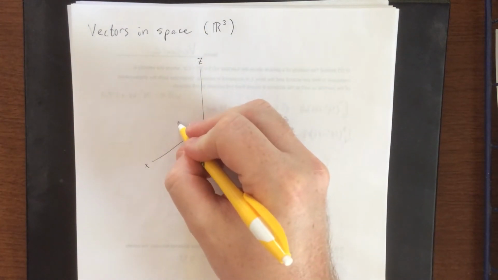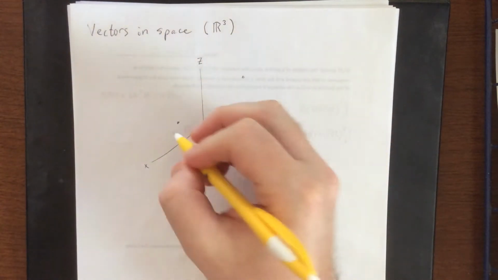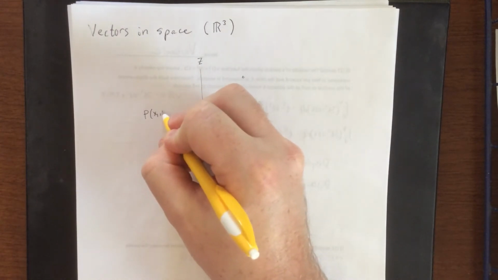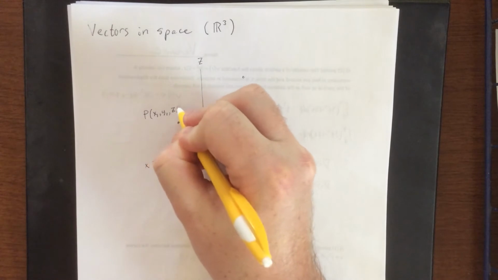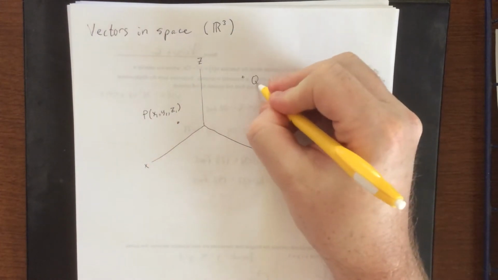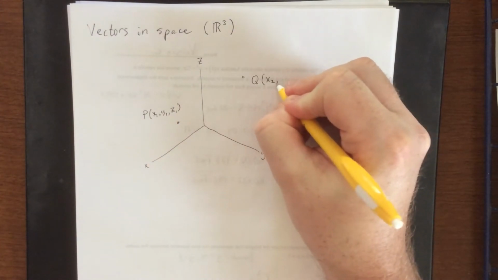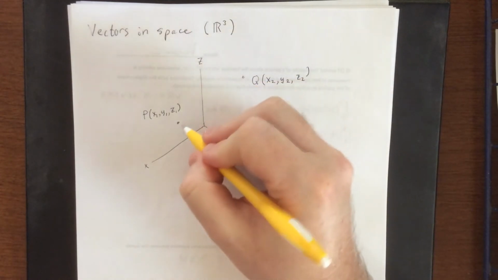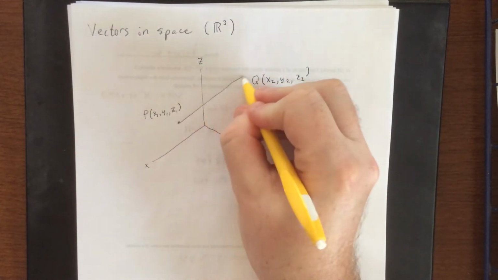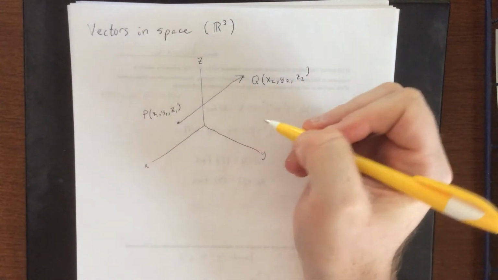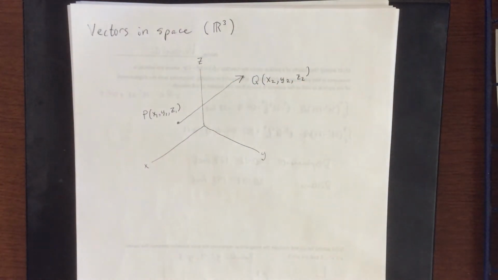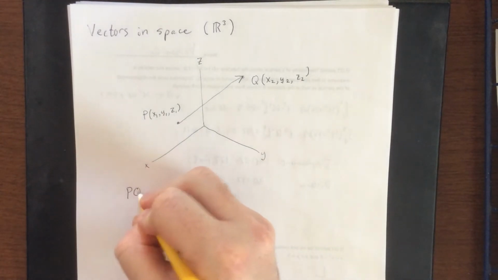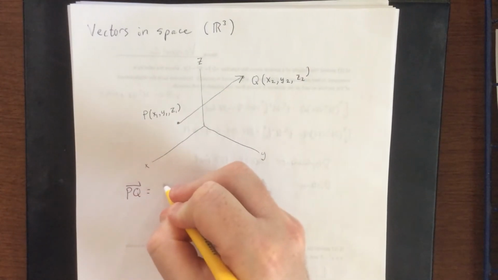Suppose that you have an initial point and a terminal point. We'll refer to this as the point P, and we'll call it x1, y1, z1. And we have a point Q over here that we will refer to as x2, y2, and z2. If I were to connect the point P to the point Q and give it a direction, we officially have a vector in space.